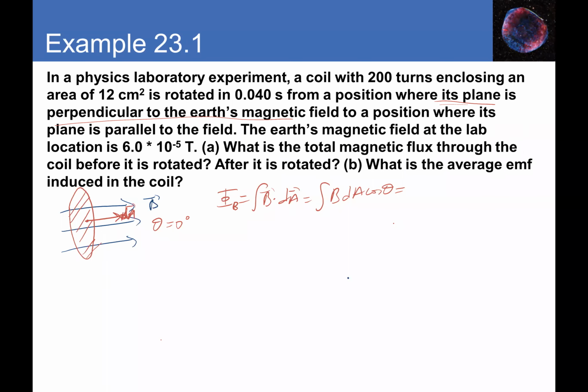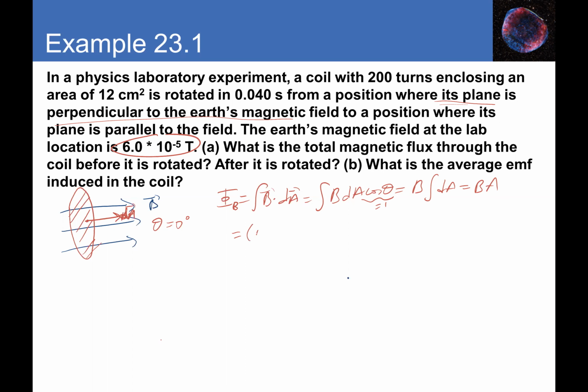Since it's Earth's magnetic field, it doesn't change, it's constant. The orientation at that instant is 0 degrees, so cosine of 0 is 1 and I can ignore it. Then it becomes B times the integral of dA, which just gives me B times A. So what is the flux?